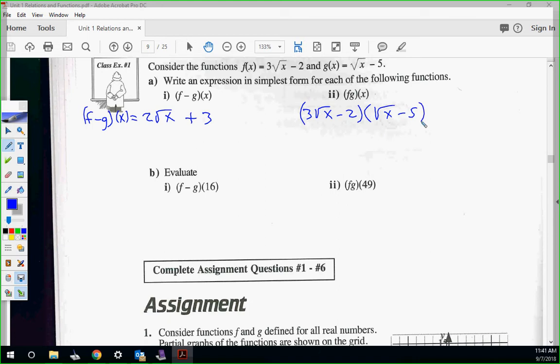So 3 root x times root x is just 3x. Okay, because the 3, that's a 1, right? 3 times 1 is 3. Root x times root x is x. Are we okay with that? We're doing this in Math 20 right now. So if you do root 5 times root 5, guys, you know you get root 25, which is 5. So the pattern is, if it's the same, it's just that number with no radical. Okay, the next one, negative 15 root x.